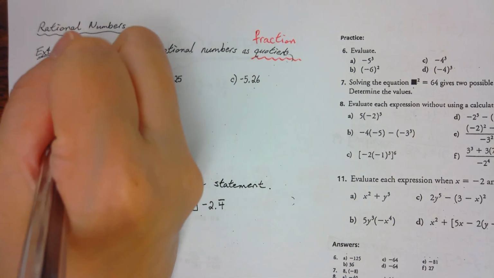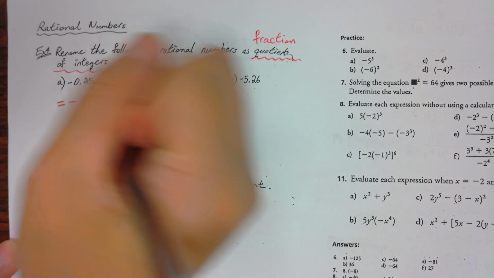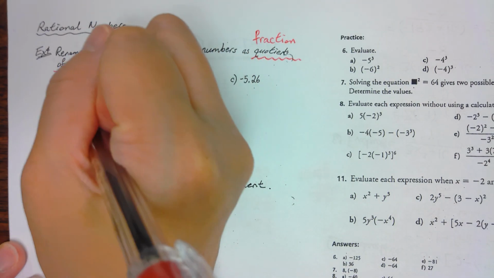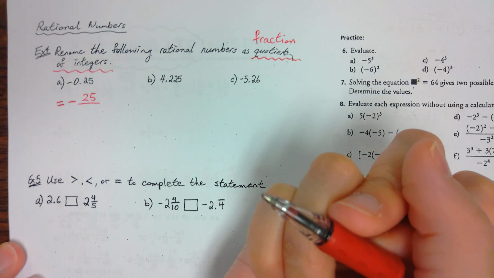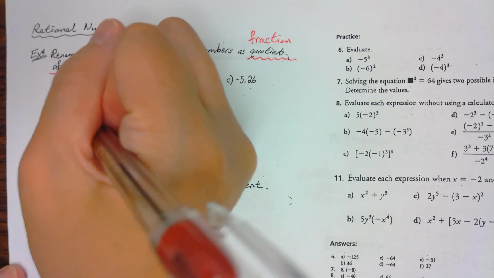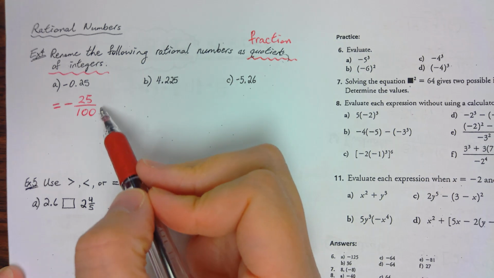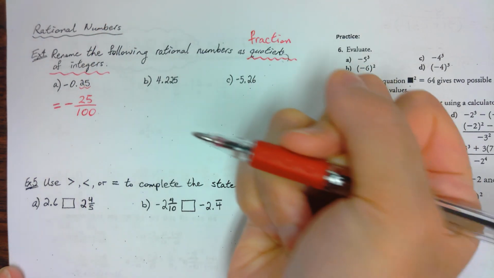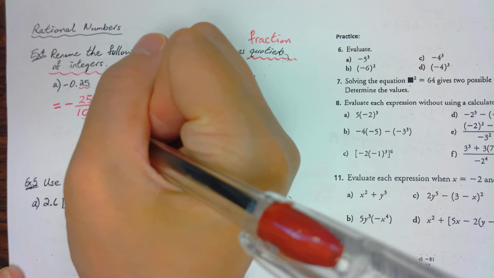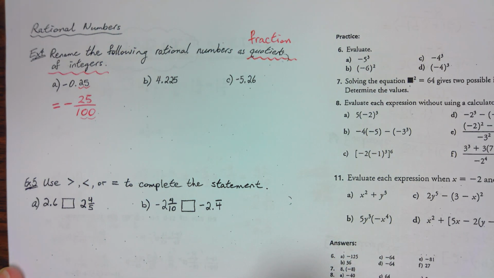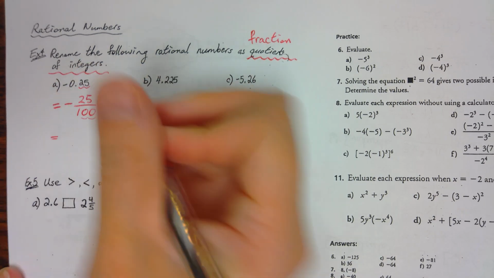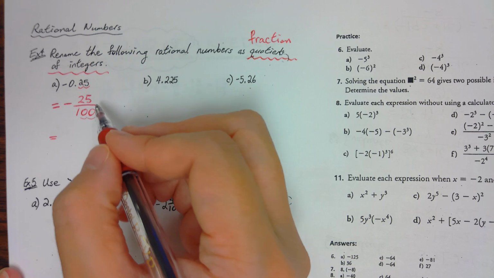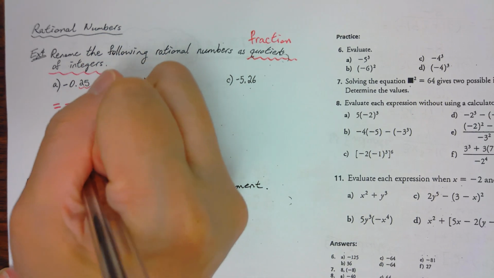Yeah, but how did you get that so quickly? If I were to write it out, this would be negative 25 over what? 100. Good. I know to put it over 100 because I have two decimal places. Two decimal places after that decimal means two zeros. Then I can reduce this fraction. I can reduce both by 25. So therefore I get negative 1/4.